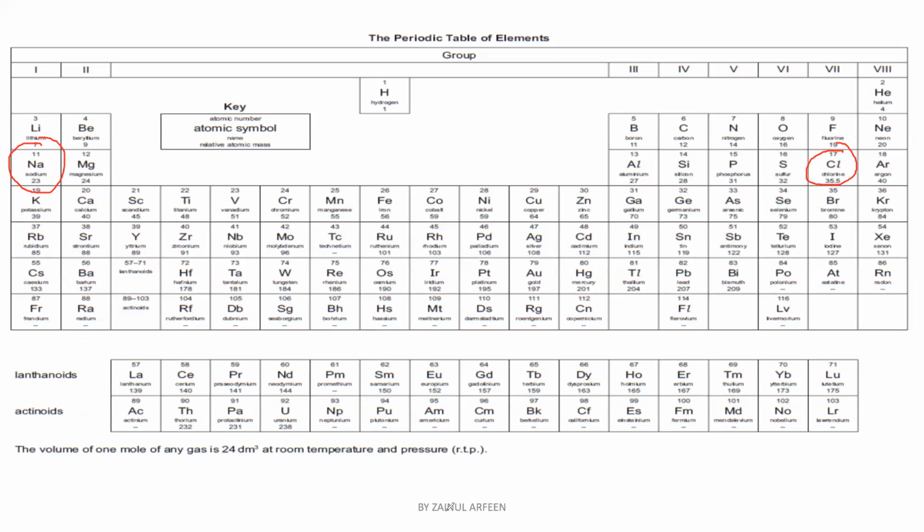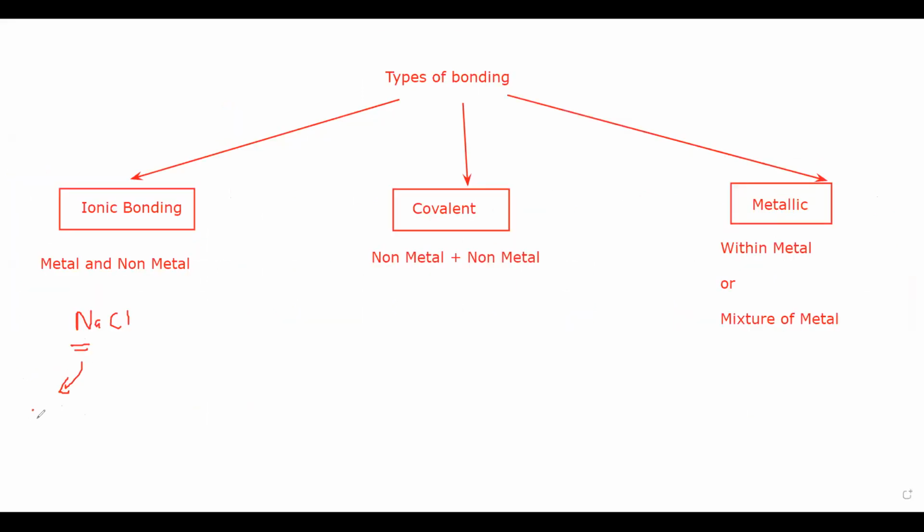So when one of the elements is a metal and another one is a non-metal, then what kind of bonding or what kind of attraction will they have? We call this type of bonding ionic. But if two or more non-metals are together, like for example carbon.